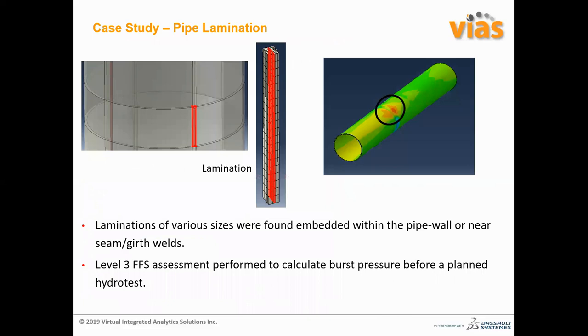So this is an example of pipeline lamination. We looked into some lamination cases close to the weld, and some of them were considered as cracks as well. And it was under a hydrostatic test, and we wanted to see if there's a possibility of any failure.